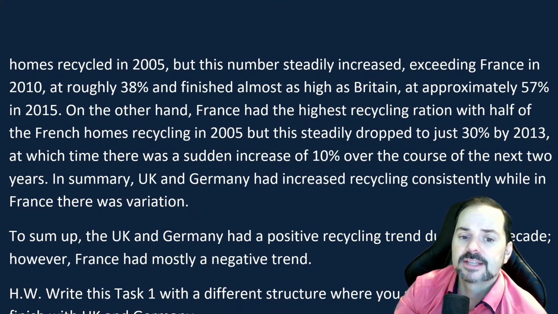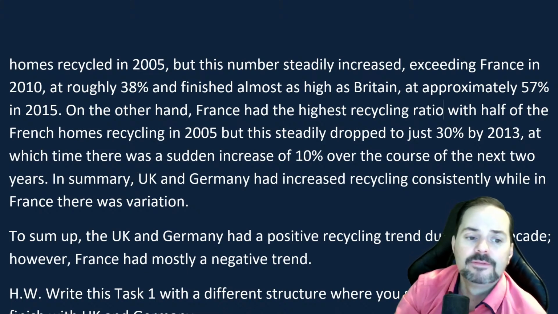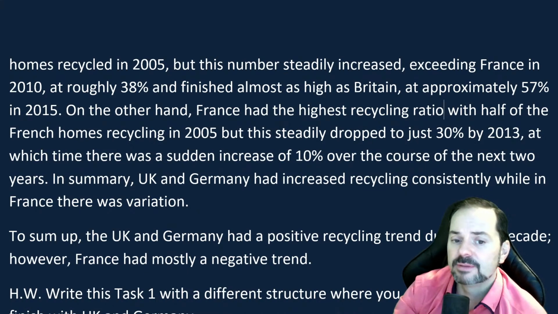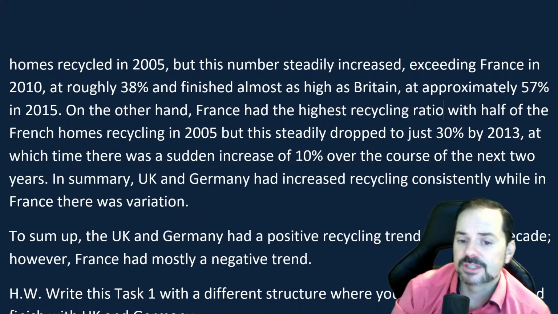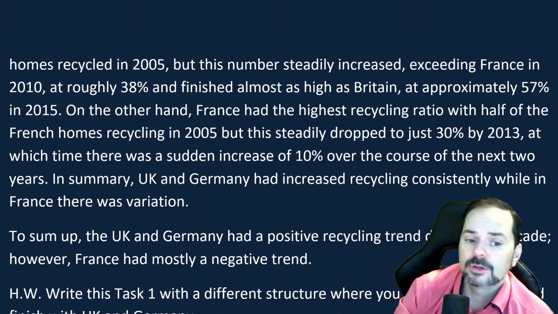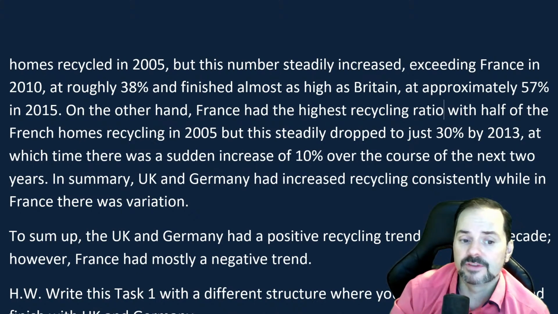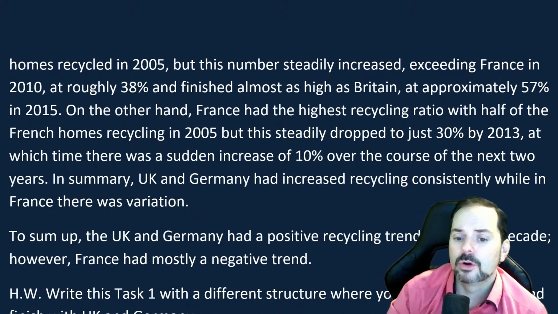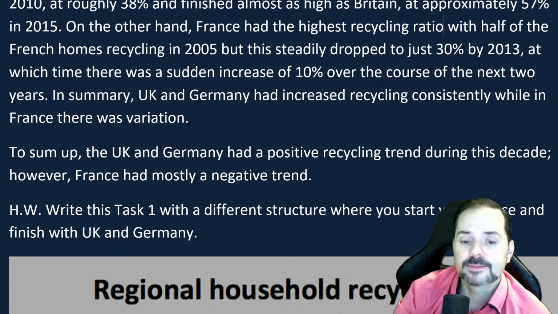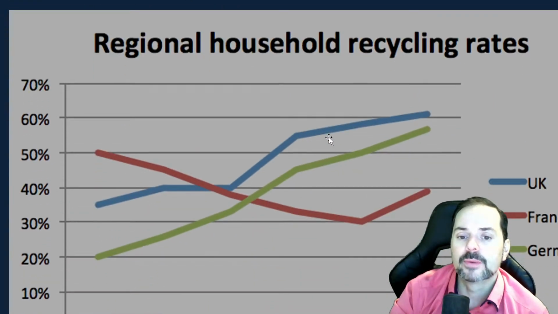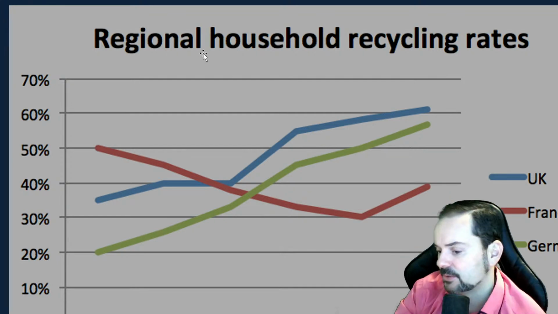On the other hand, France had the highest recycling ratio, with half of the French homes recycling in 2005, but this steadily dropped to just 30% by 2013, at which time there was a sudden increase of 10% over the course of the next 2 years. In summary, UK and Germany had increased recycling consistently, while in France there was variation. Okay, so that's the essay. This is why we review, so we can correct mistakes like tense mistakes, and then you'll get a great score for your Task 1 essay.